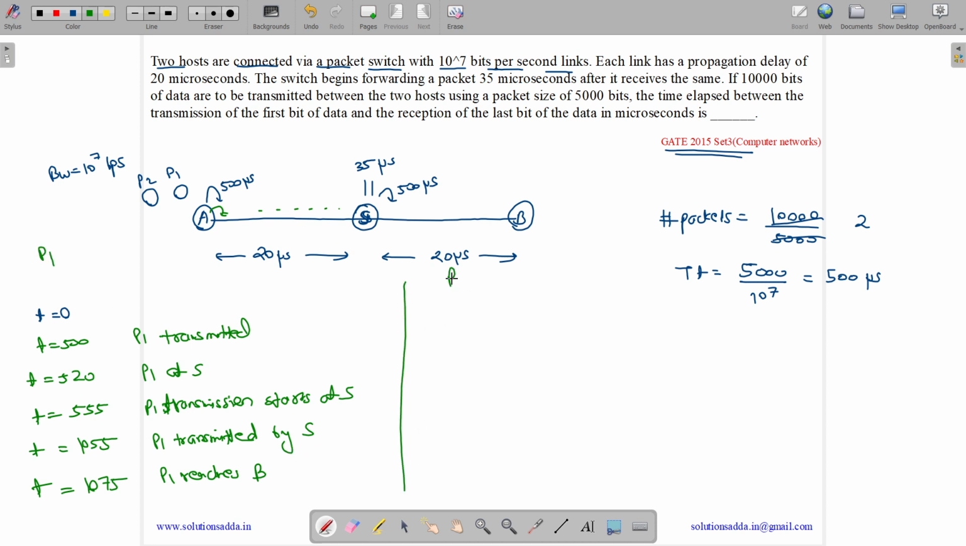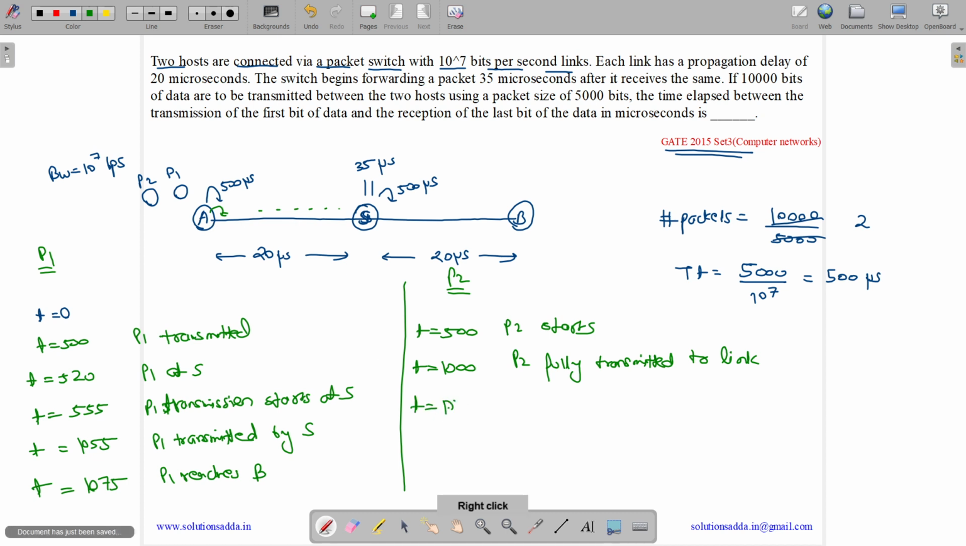Okay. Now let us do the same for packet P2. This was for packet P1. This is for packet P2. We are transmitting P1 till 500, so only after 500 can P2 start. So at t equals 500, P2 starts. At t equals 1000, after 500 microseconds of transmission, P2 is fully transmitted to the link. Now it will take 20 microseconds to reach the switch. So at t equals 1020 microseconds, P2 reaches our switch.